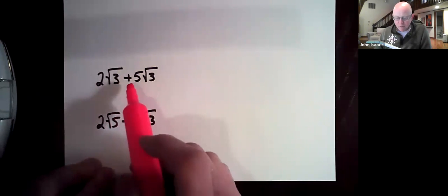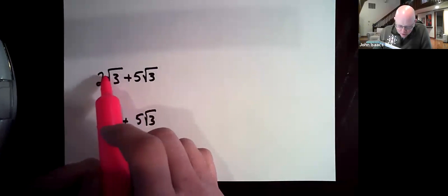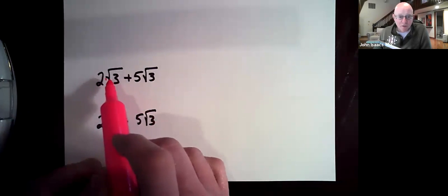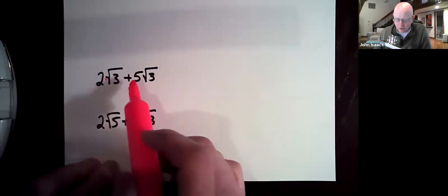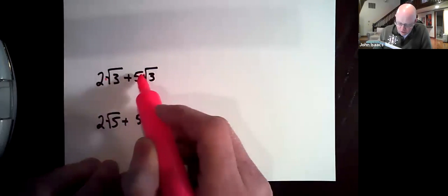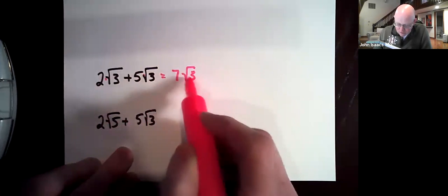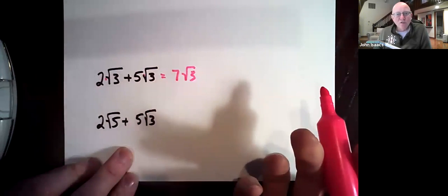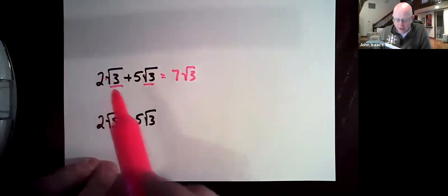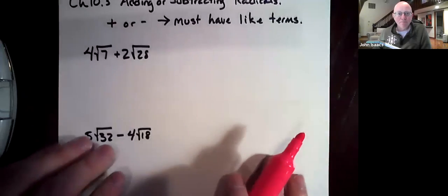2 root 3 plus 5 root 3. Remember, in between here is a multiplication sign. So this is like we have multiplications of 2 of these root 3 things, and we have 5 of these root 3 things. So that means we have 7 root 3's. Kind of like adding like terms. The like term here is the root 3 part, and we're adding 2 of them and 5 of them. Okay. All right, let's go back to the top.